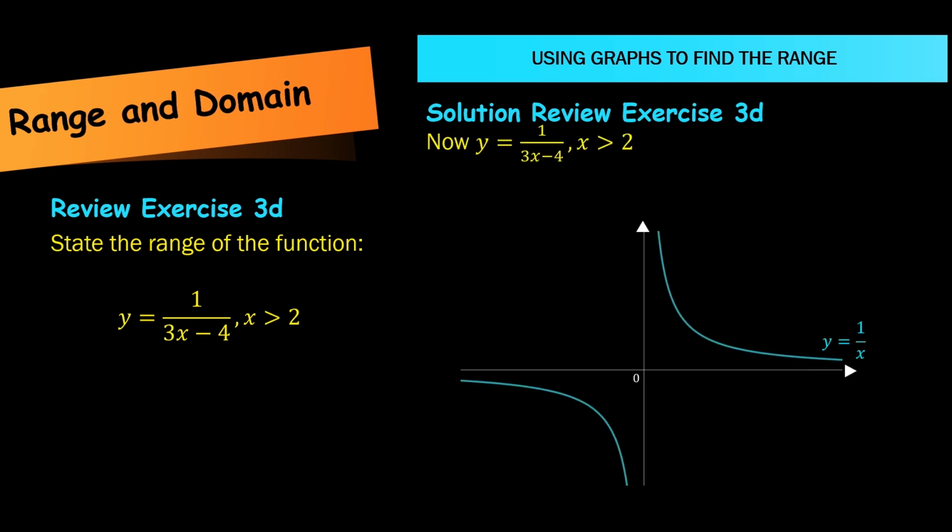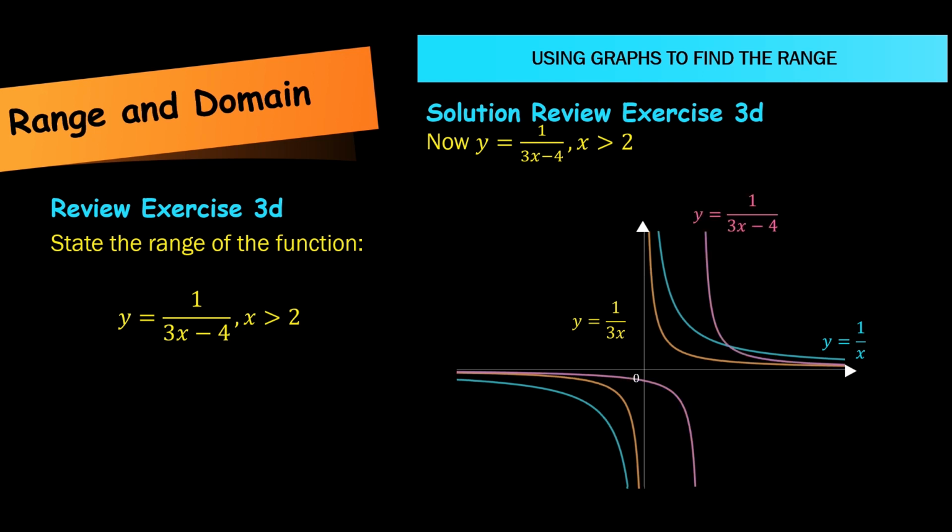Let's sketch this curve. Here's y equals 1 over x. Y equals 1 over 3x will look something like the curve you can see now. And y equals 1 over (3x minus 4) is a shift as shown. The value x equals 2, which is not amongst the values of x, is mapped to y equals 2. And therefore, y is greater than 2.